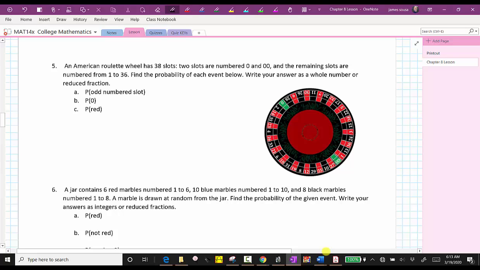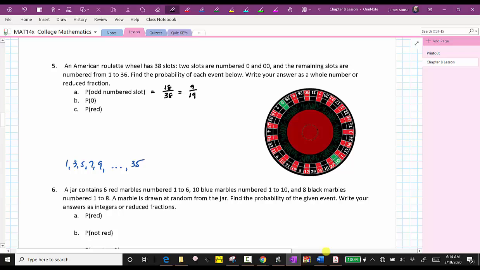Well, 0 and 00 are both even because they are multiples of 2. So we need to find the odd numbers from 1 to 36. Half of the numbers from 1 to 36 will be odd. The odd numbers would be 1, 3, 5, 7, 9, and so on, all the way out to 35. Again, this list would contain half of the numbers from 1 to 36. Half of 36 is 18. There are 18 favorable outcomes out of a total of 38 slots, or 38 outcomes. The probability of an odd is 18 divided by 38, which simplifies to 9/19.